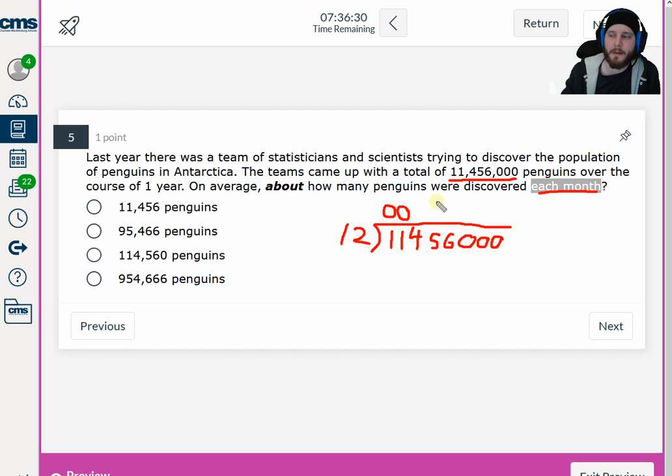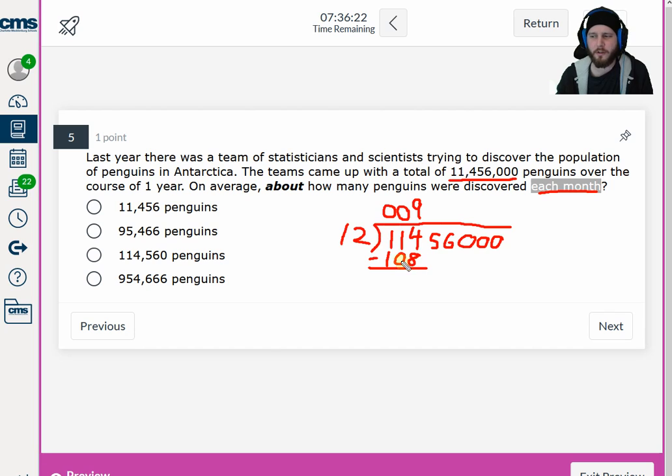Well, then it must be 9 times. 9 times 12 is 108. It's just part of our times tables. Do our subtraction here. You would borrow for this and make that into a 0, make that into a 14. And that would give you a leftover of, I believe, 6. Carry down this 5.